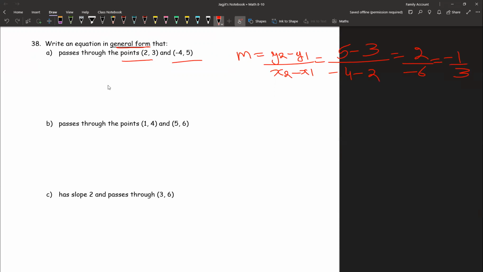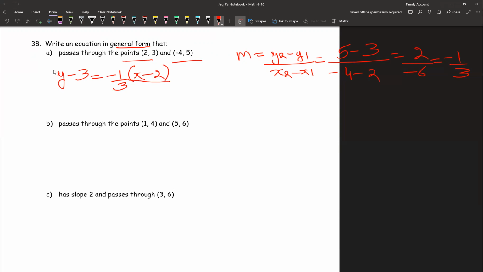Okay, and they're saying in general form, so it's ax plus by plus c. You know what? First, let's write this in slope-point form because that's easier. So that would be y minus y1, pick any point. So let's say 3, y minus 3 is equal to your slope times x minus x1, which is 2 in here.